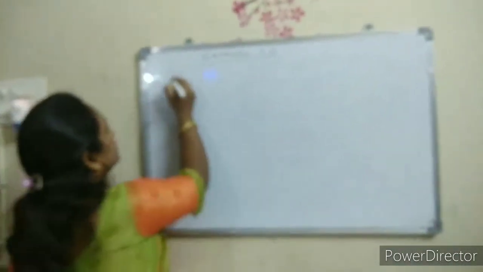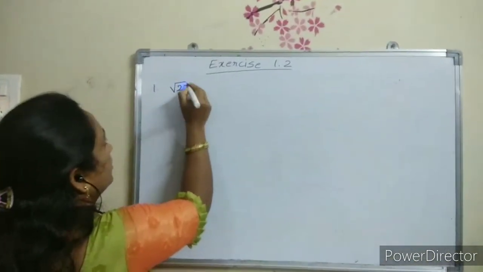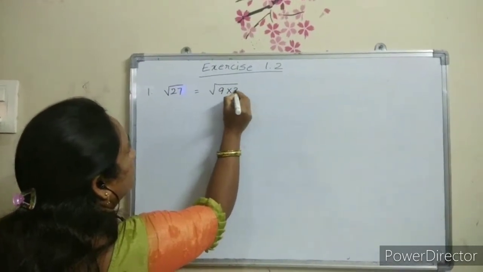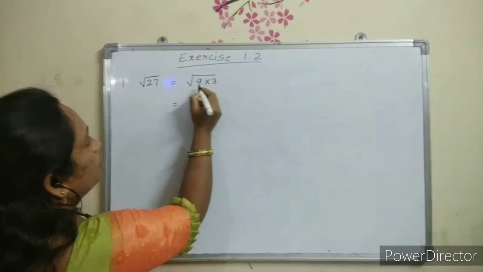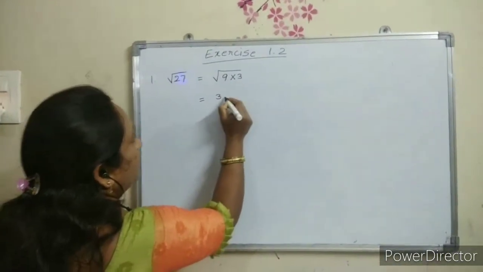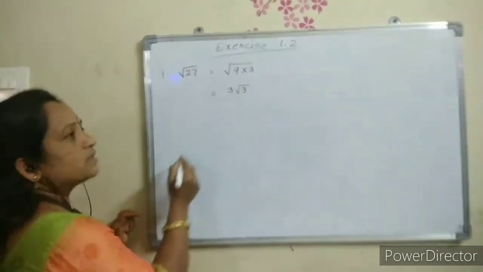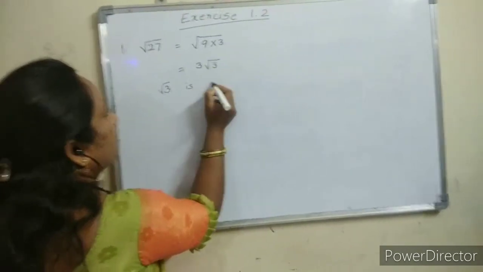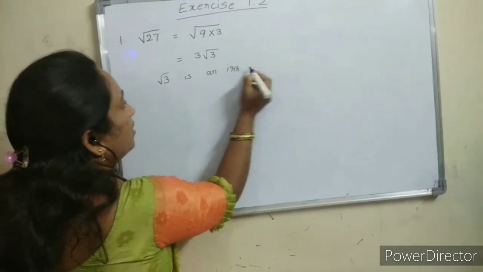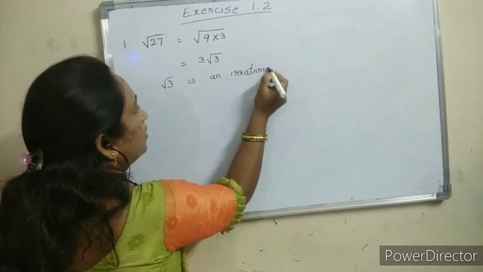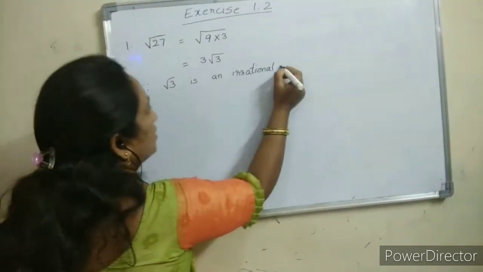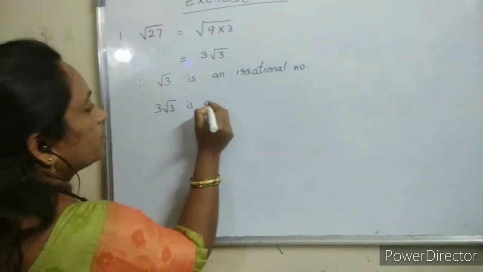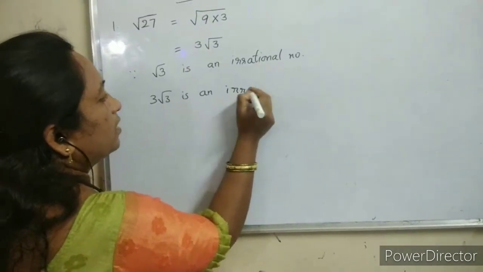Your first question is root 27. Root 27 can be written as root of 9 times 3, and root of 9 is 3, and under root 3 you can't simplify further. So this can be written as 3 root 3. But we know that root 3 is an irrational number. Since root 3 is an irrational number, 3 into root 3 is also an irrational number.